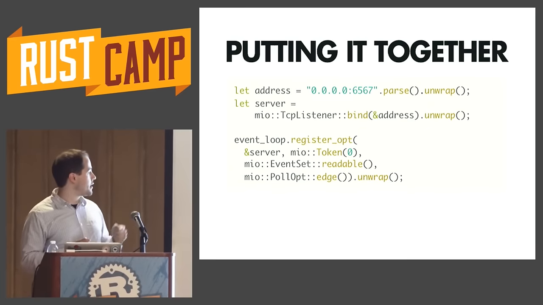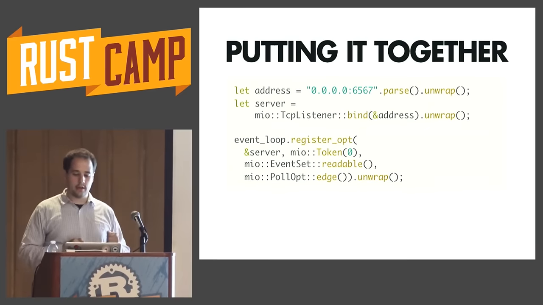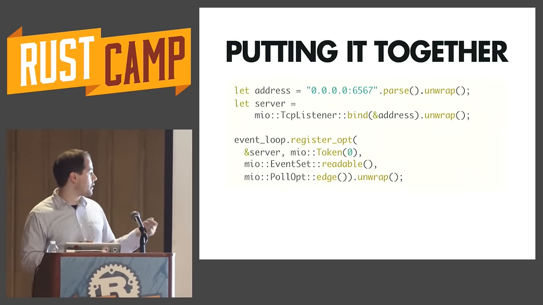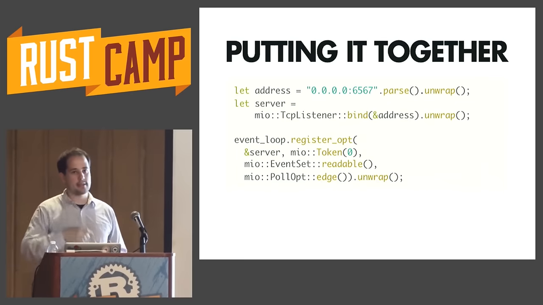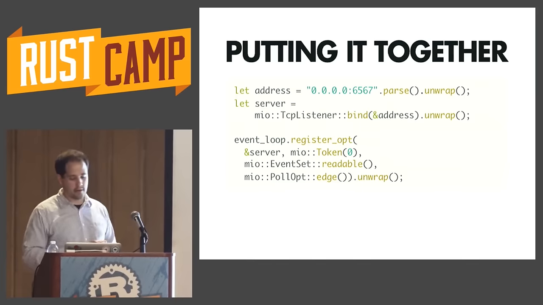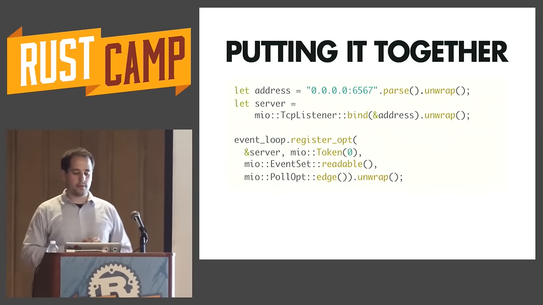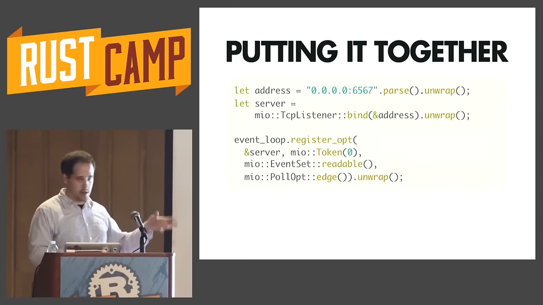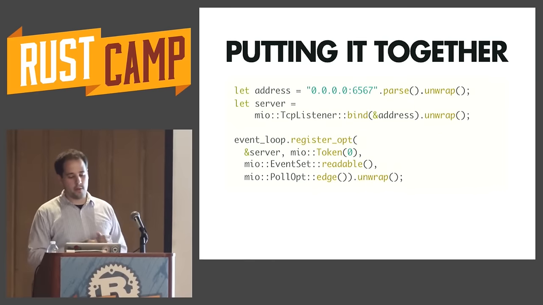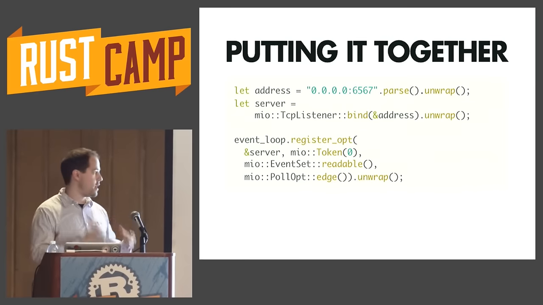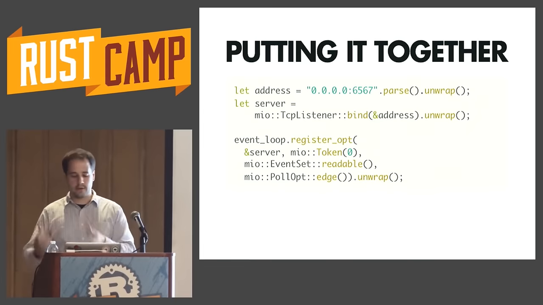So once you have the listener, you can register it with the event loop. And here, since it's a server socket, we're going to say we want readable notifications. With a TCP listener, when a connection is pending on it, you are notified with a readable notification. And we say we want edge triggered notifications. And finally, we also pass in this magic token, which I'm going to talk about a bit later. But the token is how you identify in the handler which socket triggered the notification.